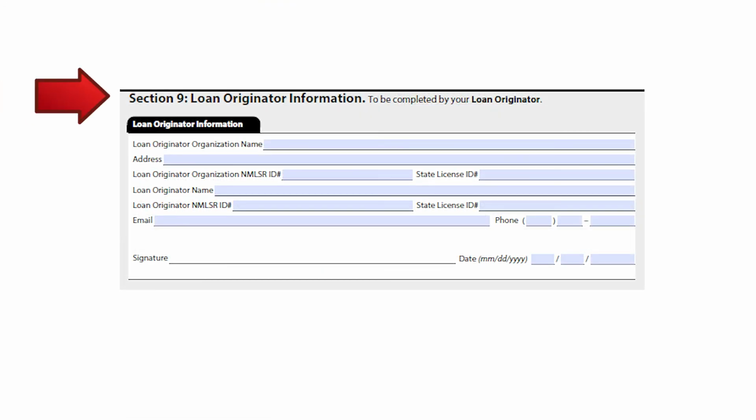Section 9, Loan Originator Information. This section is where you, the loan originator, fill out the correct information, including which company you work for and your NMLS ID number. At the bottom, you will sign your name indicating you took the application.